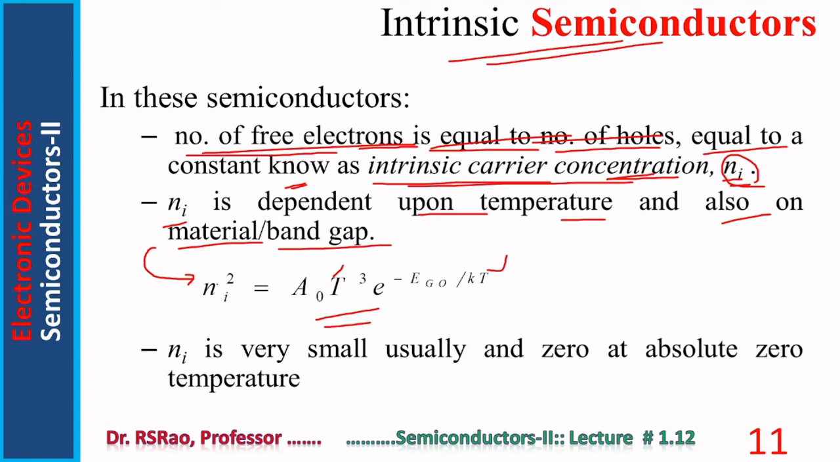Notice in this expression, temperature is appearing at two places. Not only two, it exists inside E_G0 also. So this is a temperature dependent constant. A_0 is some proportionality constant. n_i is very small usually and 0 at absolute 0 temperature. Notice A_0 is a material dependent constant.